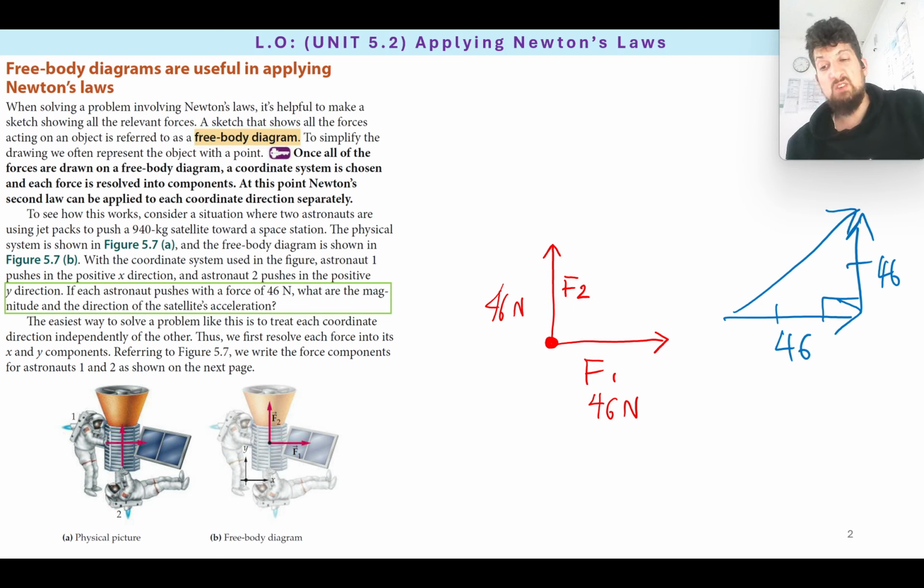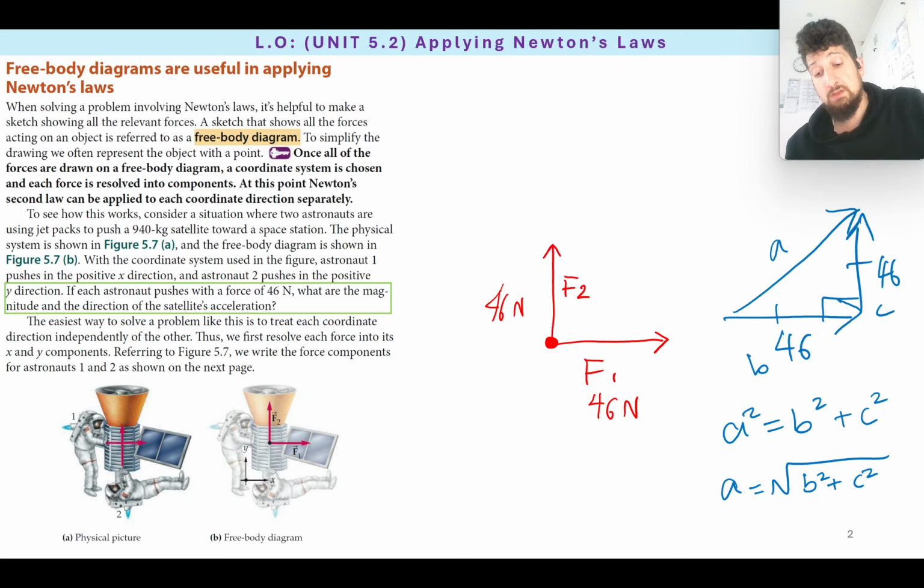And the overall force is going to be, simply speaking, using Pythagoras' theorem, assuming that's A and that's B and that's C, A squared equals B squared plus C squared, so A is going to be the square root of B squared plus C squared. So let's work it out. 46 squared plus 46 squared, and the square root of both those. That's going to give me 65 newtons.